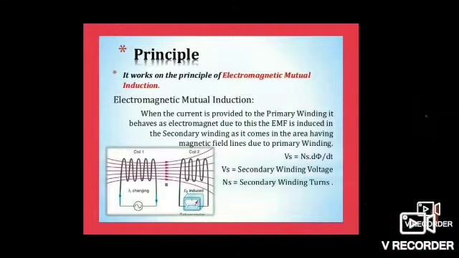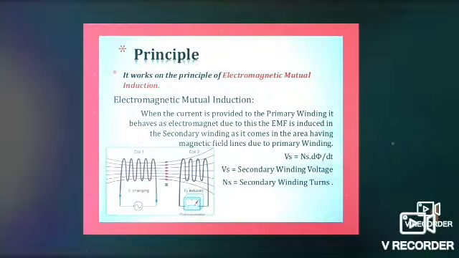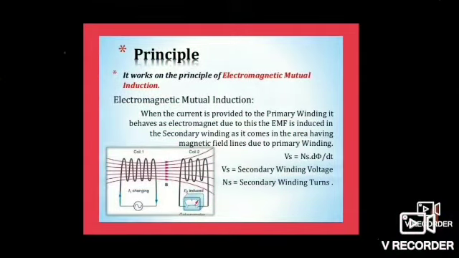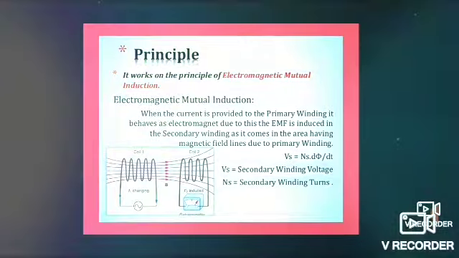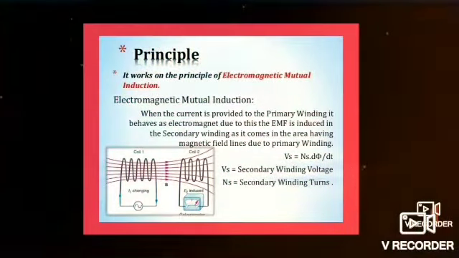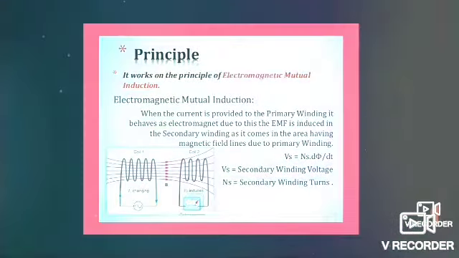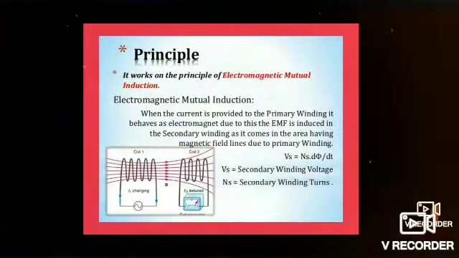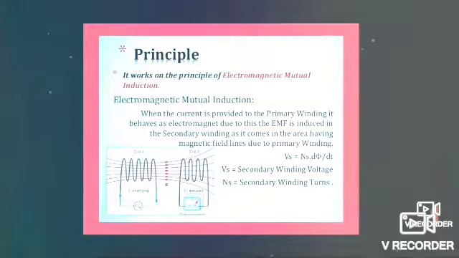When the current is provided to the primary winding, coil 1 will behave as an electromagnet. Due to this, the EMF is induced in the secondary winding, as it comes to the area having the magnetic field lines, that is the flux lines, noted as the pink color line. Due to the primary winding, the voltage is induced in the secondary winding, noted as Vs. That Vs is Ns into d phi by dt. It is Faraday's law of electromagnetic induction.